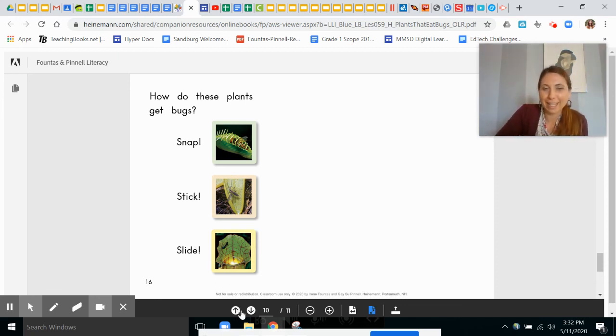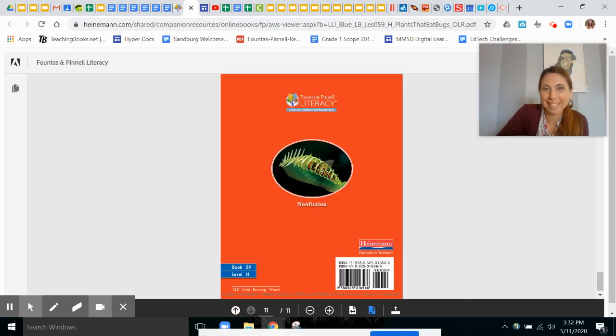Isn't it interesting that plants can eat bugs? I really like this book. Did you enjoy it too?